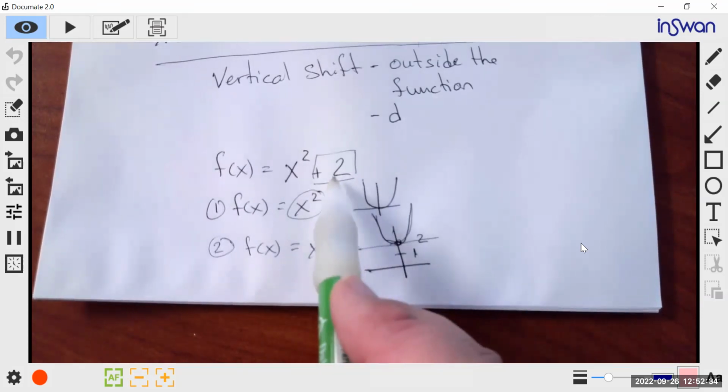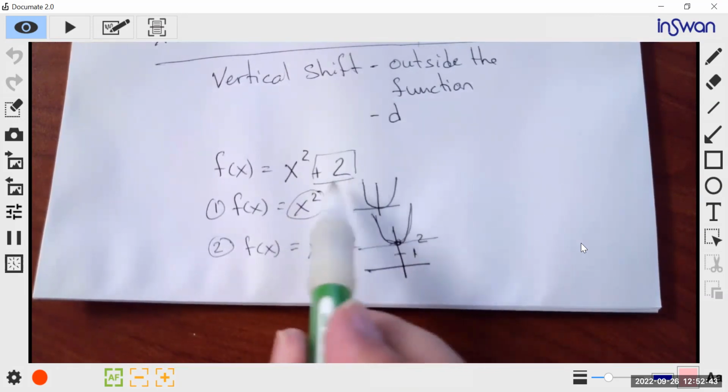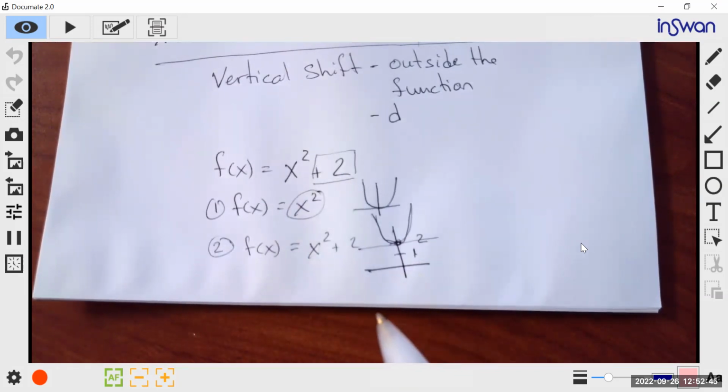This is what I mean by outside the function. It's not a coefficient. It's not an adjustment inside the function. It's all by itself. It's practically the y-intercept. It's the number, it's all by itself. It's the constant.